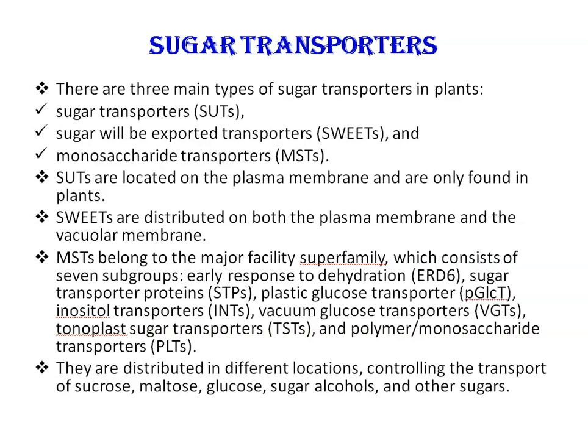SUTs are located on the plasma membrane and are only found in plants. SWEET are distributed on both plasma membrane and the vacuolar membrane. MSTs belong to the major facilitator superfamily, which consists of 7 subgroups: early response to dehydration, sugar transported proteins, plastidic glucose transporter, inositol transporters, vacuolar glucose transporters, tonoplast sugar transporters, and polyol monosaccharide transporters. They are distributed in different locations, controlling the transport of sucrose, maltose, glucose, sugar alcohols, and other sugars.